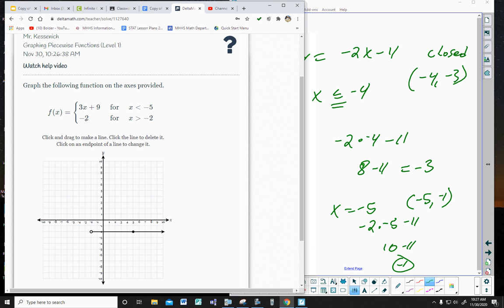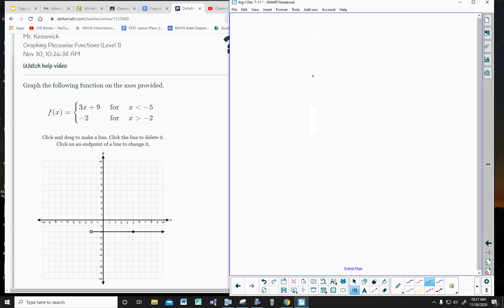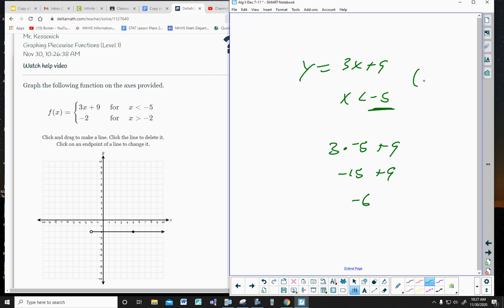This one, y equals 3x plus 9. So I've got y is equal to 3x plus 9. And its x is less than negative 5. I'm filling in whatever the endpoint they're telling you to start with. So it's 3 times negative 5 plus 9. That's negative 15 plus 9. So it's negative 6. So you have the coordinate negative 5, because that's the x value.